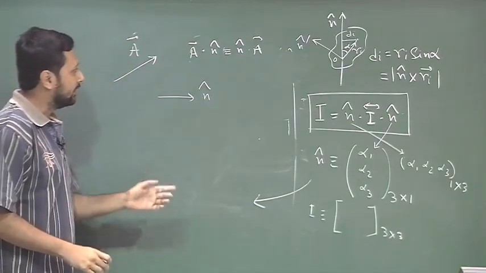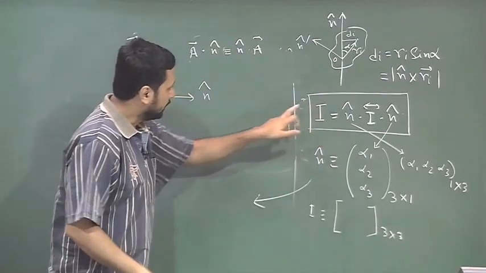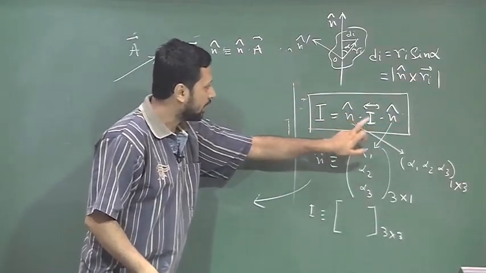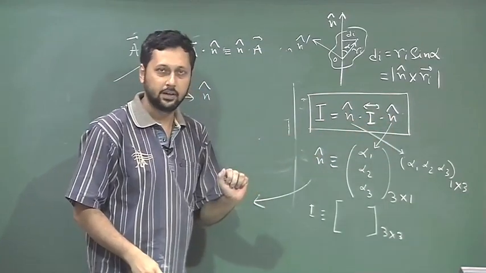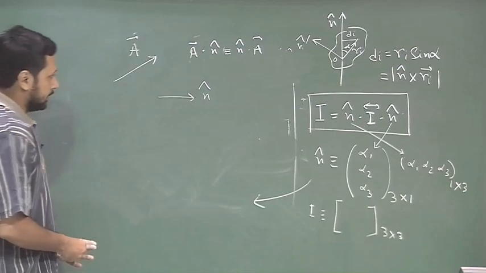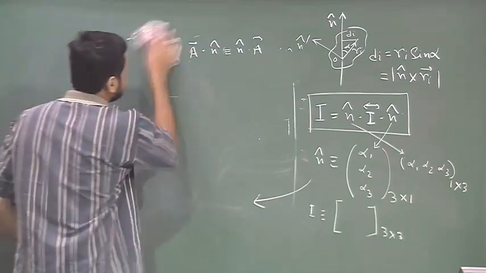Now, in case of a tensor, we have just seen that we should have an operation in this symmetric form. It will be n dot I dot n, right. Okay. So, we see that this is the projection of a vector.